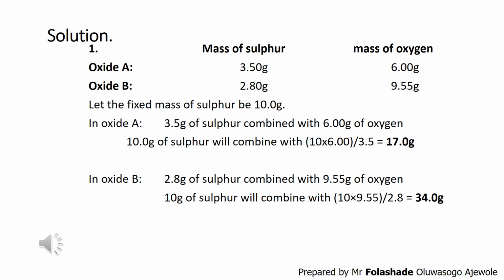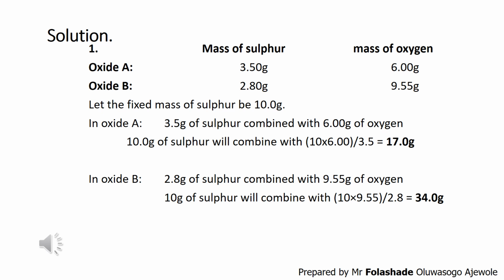You analyze the mass of sulfur and the mass of oxygen as given in the question. For oxide A, 3.50 gram of sulfur is given, and the mass of oxygen is 6.0 gram. In oxide B, 2.80 gram is the mass of sulfur, and the mass of oxygen is 9.55 gram. Now you have to have a fixed mass of one of the elements, and in this case we are considering sulfur. Any number could be a fixed mass. In this case we are considering 10.0 gram.